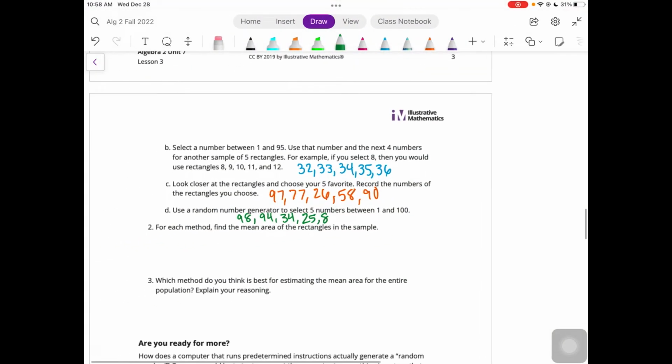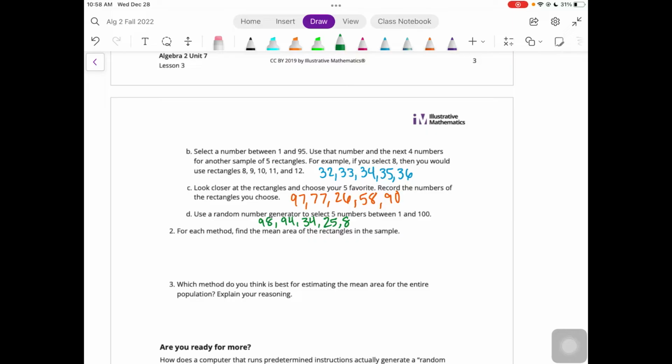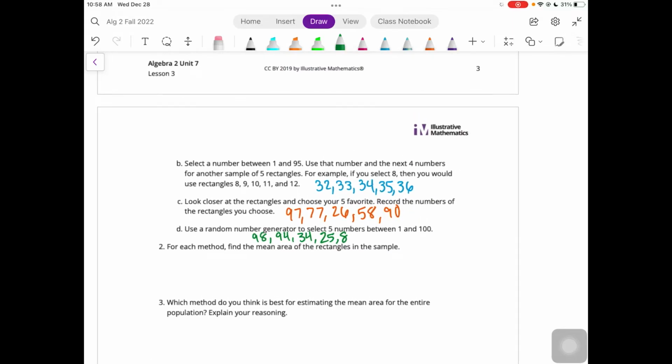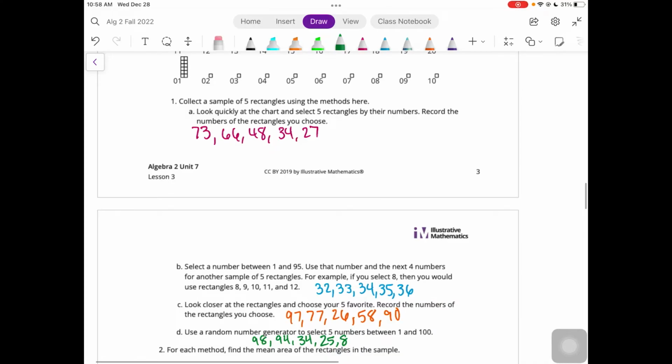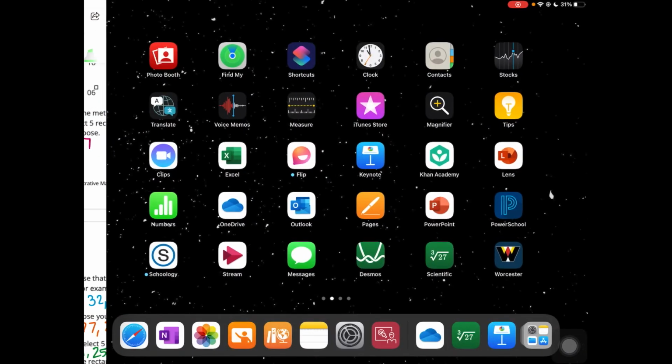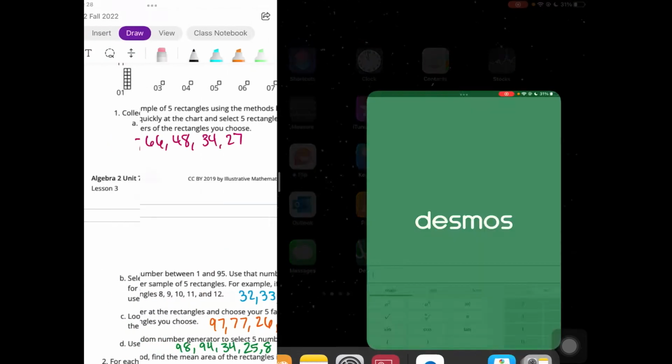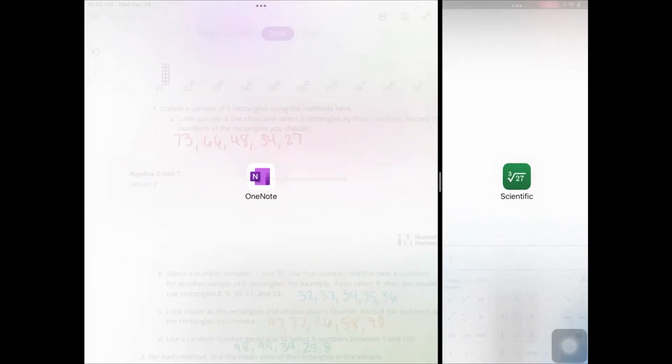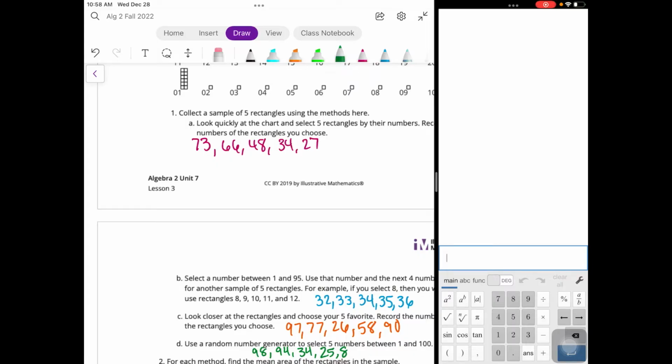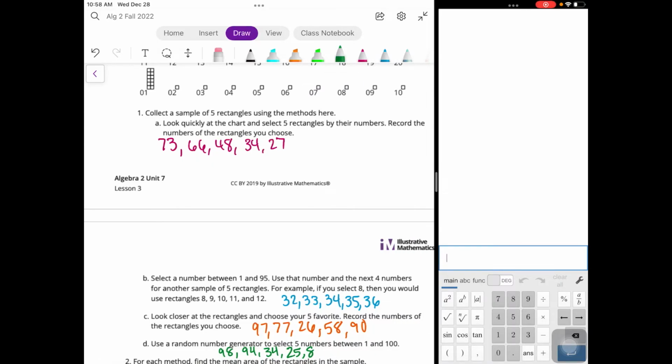All right. So now we're going to find the mean area of the rectangles in the sample for each method. All right. So remember that the mean, we're going to break out our calculator again. The mean is what we think of as the average. So we're going to add them all up and divide by how many there are. So we're dividing by 5 every time.